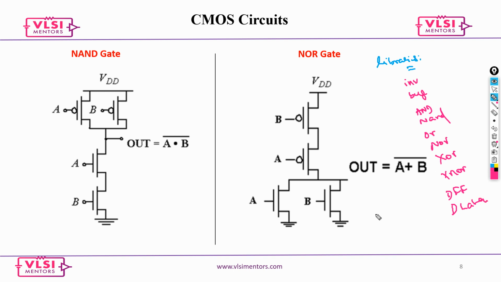Now remember, we also have MUX: two input MUX, three input MUX, and four input MUX, and different things. So you will have different cells, MUX, and then you have a half adder and a full adder. These are all pre-designed and optimized for area.